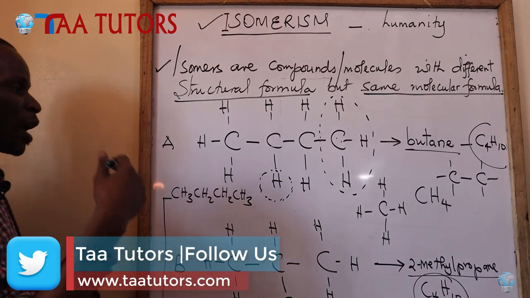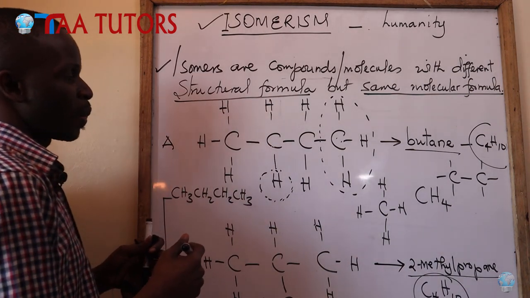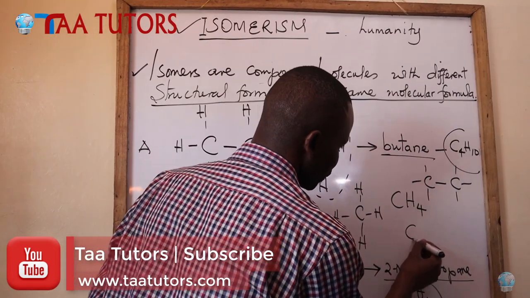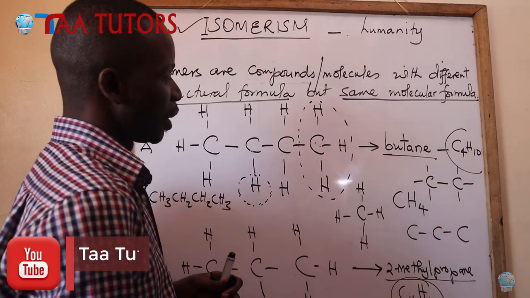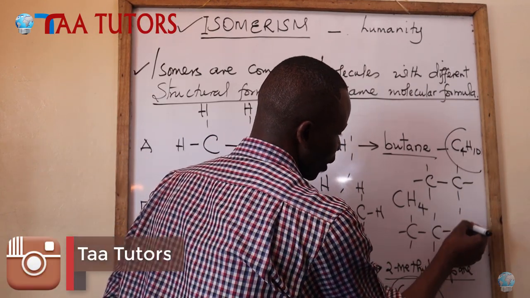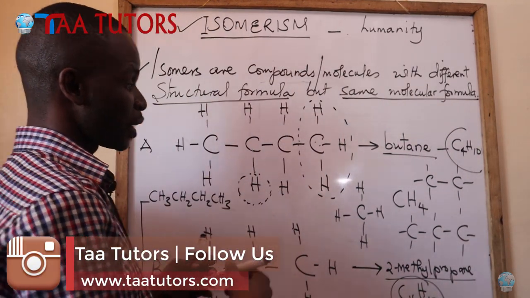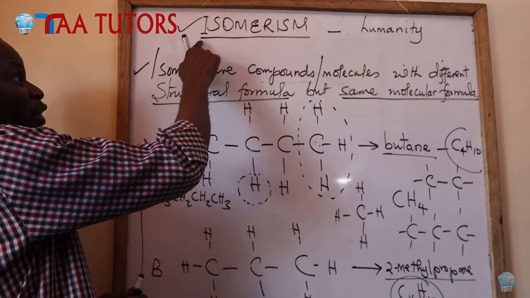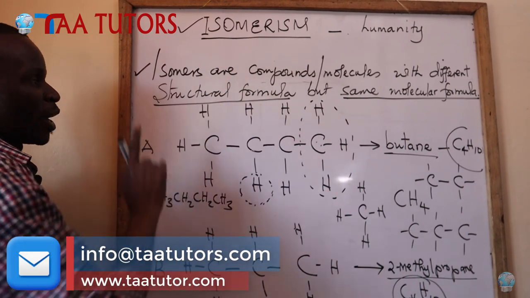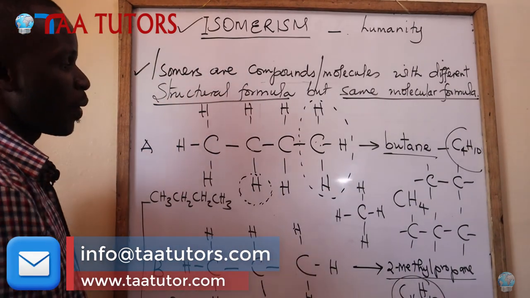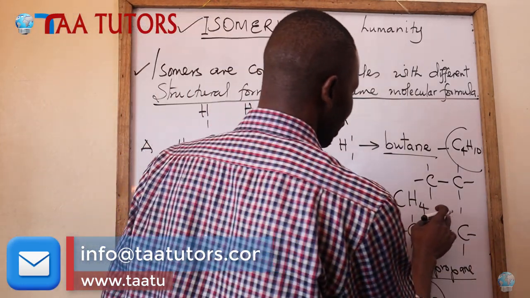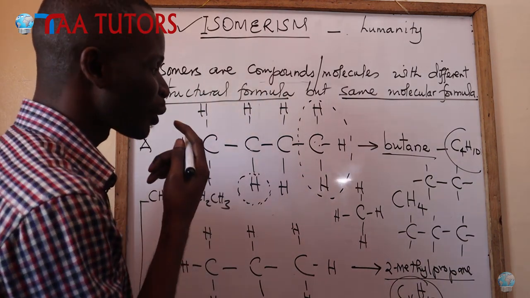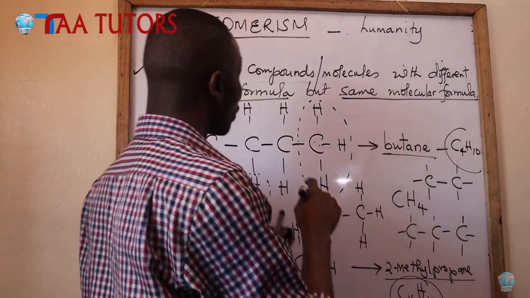It means that the first three members, methane, ethane, and propane, do not show isomerism. Propane also cannot form an isomer. Although they are members, I don't know whether you have heard people saying so-and-so is inhuman, meaning maybe he doesn't have a soul. Look at them like ethane, propane, they don't show isomerism.